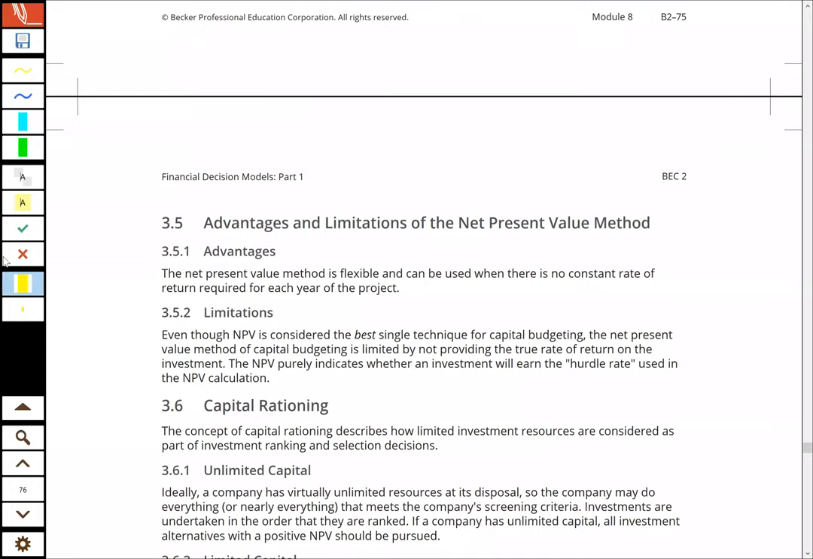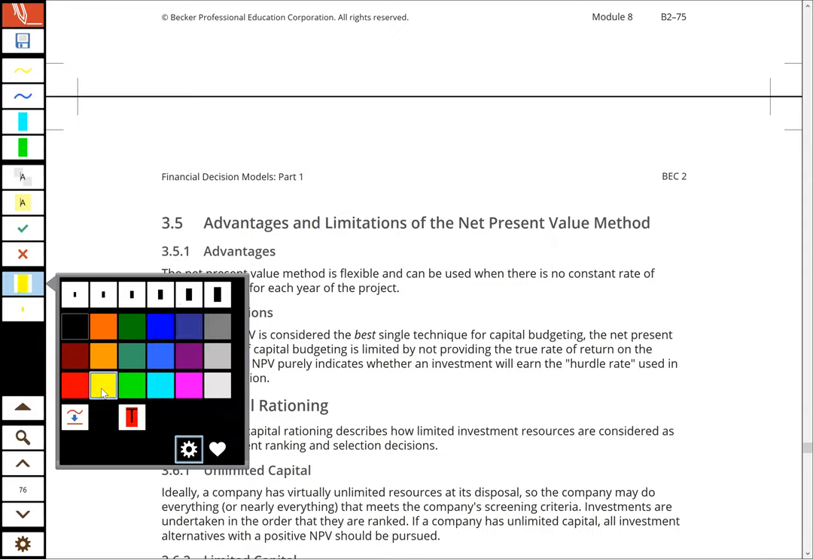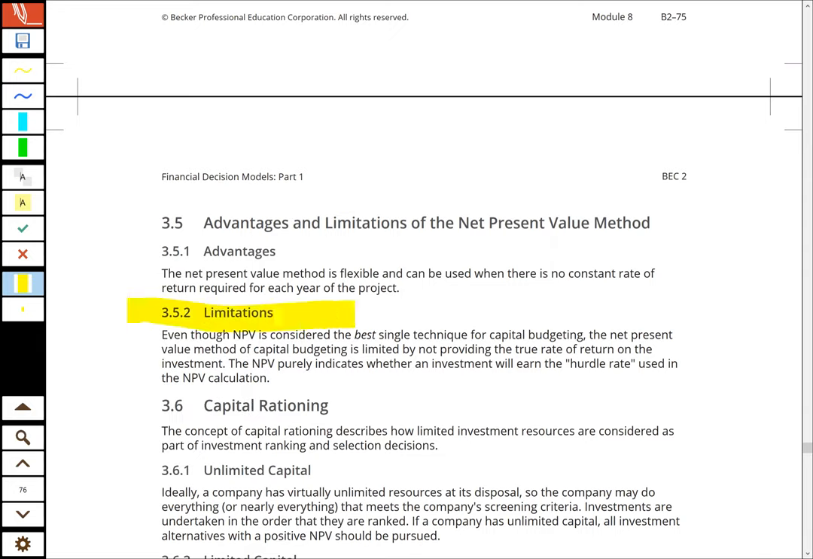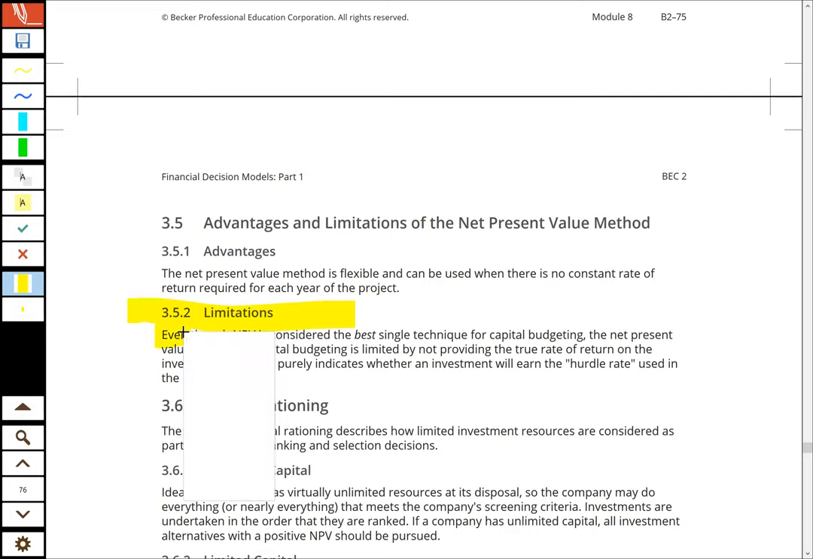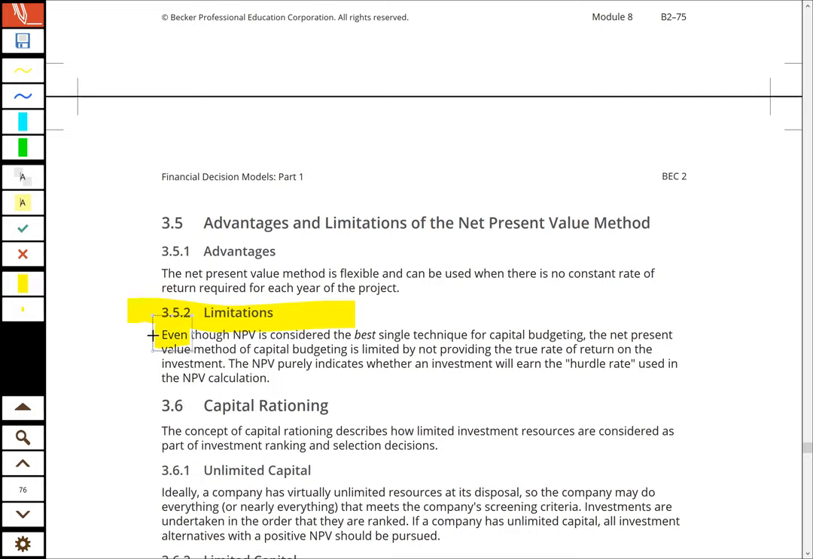they could ask you what are the limitations of the net present value method. Maybe they should be asking what are the limitations of this software. Okay, so the limitations, okay, the limitations, now what?